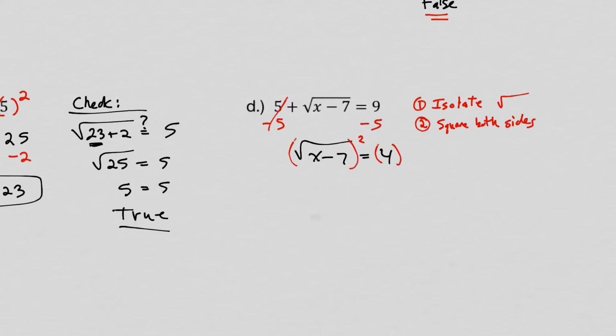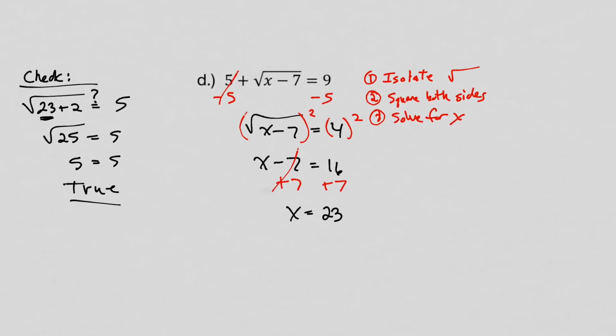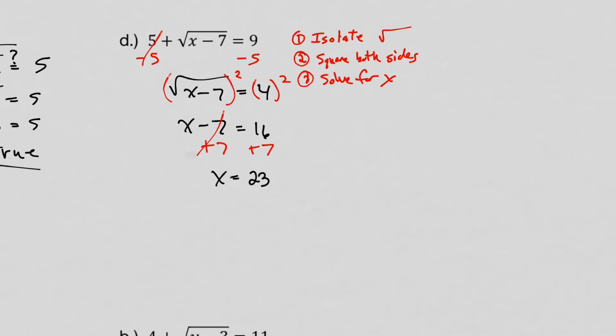So square those two, the radical disappears, and we get 16. Then step 3 is to solve for x. So we're going to add 7 to both sides. And we're going to get 23. Now before you make this your final answer, we do need to check.